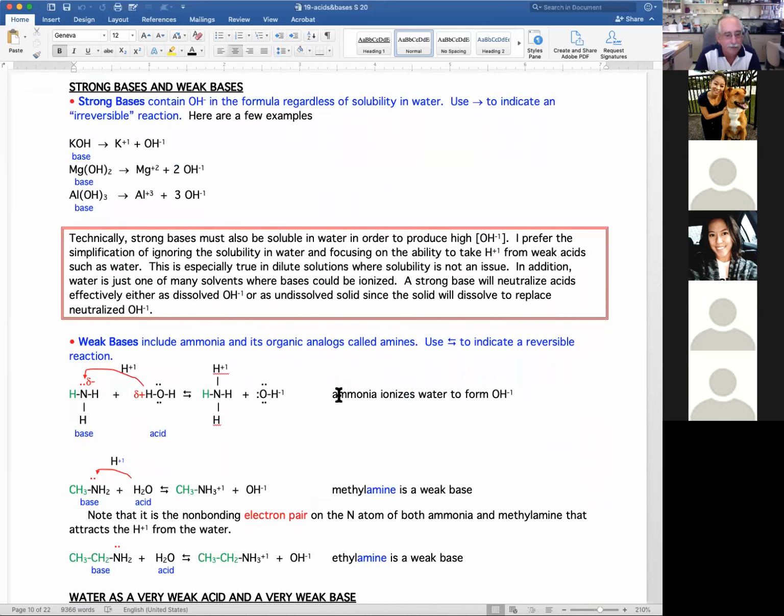Let's look at bases for a minute. Strong bases and weak bases. A strong base contains hydroxide in the formula, regardless of its solubility in water. And we will use a one-directional arrow to indicate an irreversible reaction. So here's some strong bases.